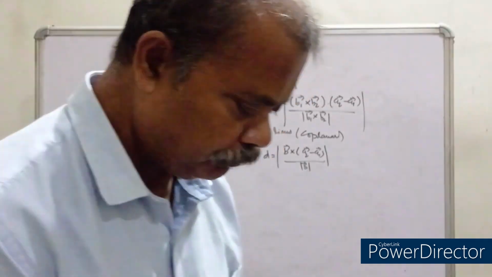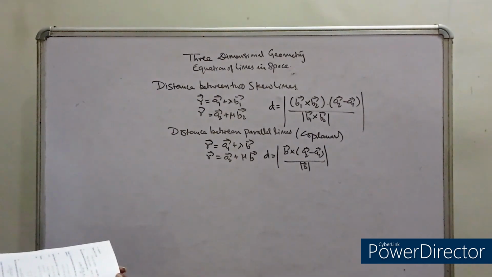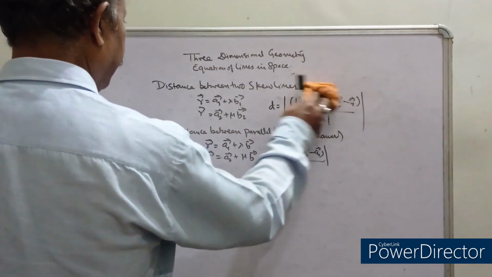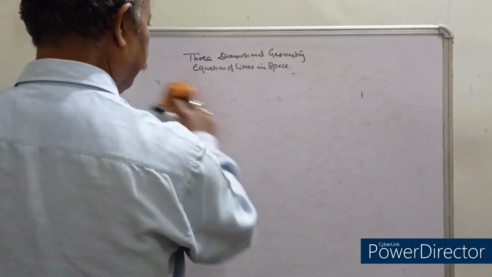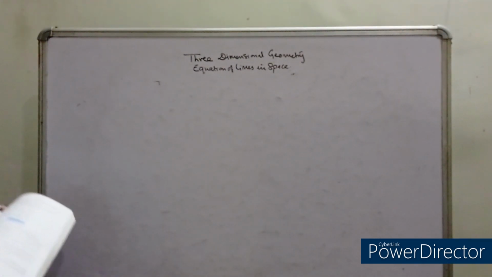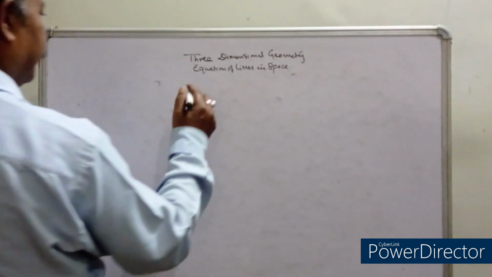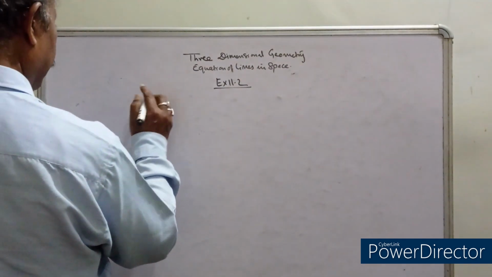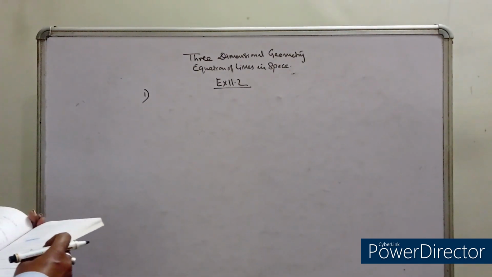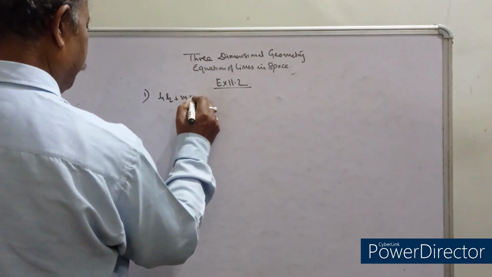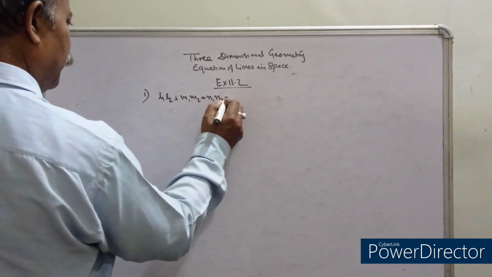Now I will be moving to the exercise, that is exercise 11.2. Your first question is to show that the three lines with these direction cosines are mutually perpendicular. That means l1 l2 plus m1 m2 plus n1 n2 is equal to 0.